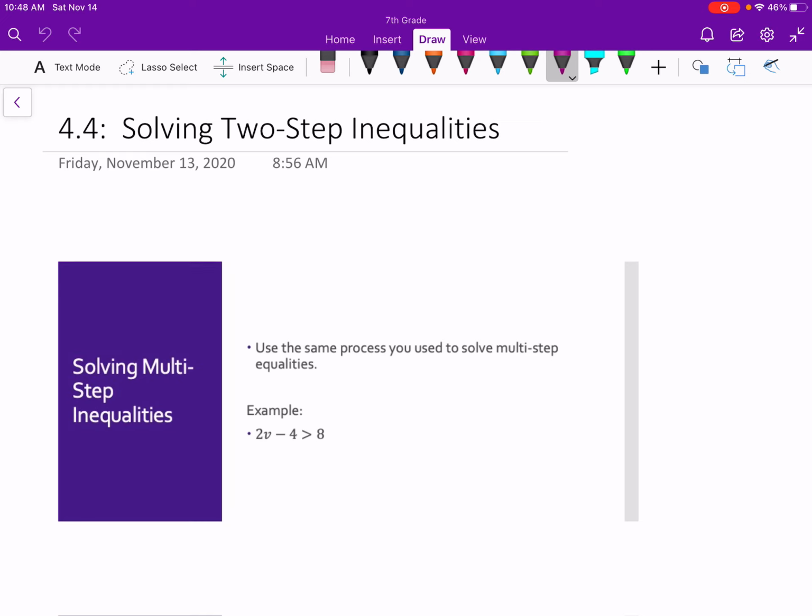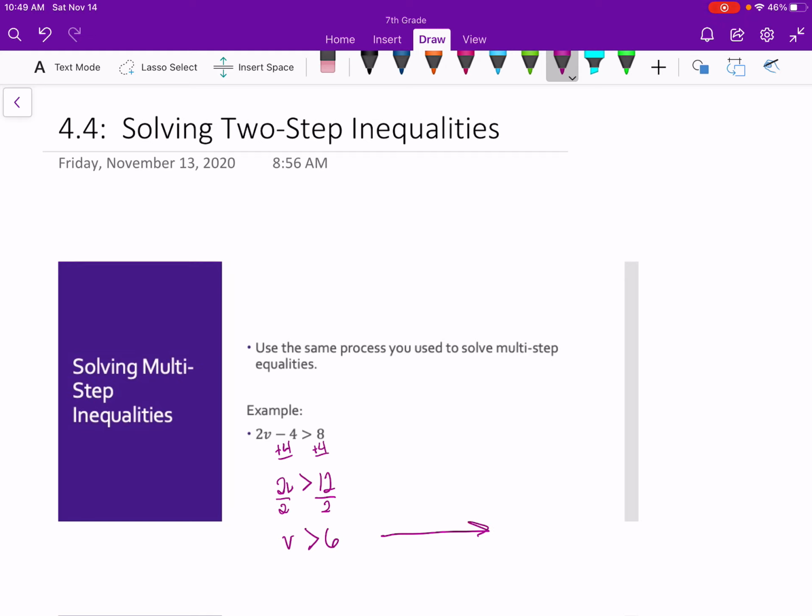So looking at this first one, I want to get v by itself. So the first thing I'm going to do is get rid of the minus 4. So I'm going to add 4 to both sides. So I have 2v is greater than 12. To get rid of the 2, I divide. So I get v is greater than 6.